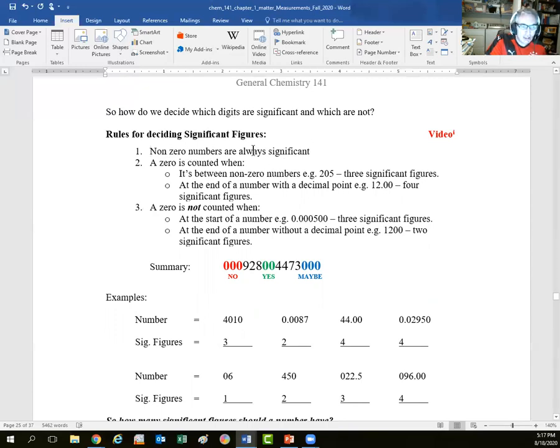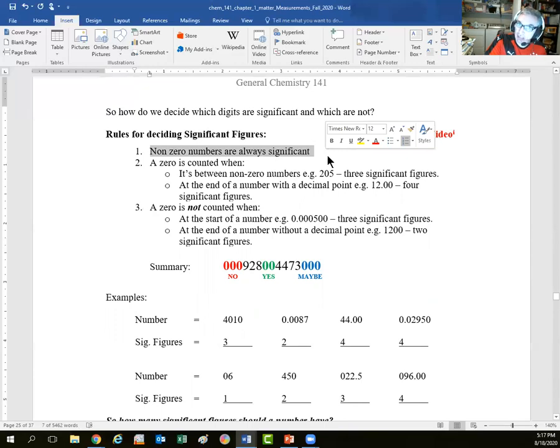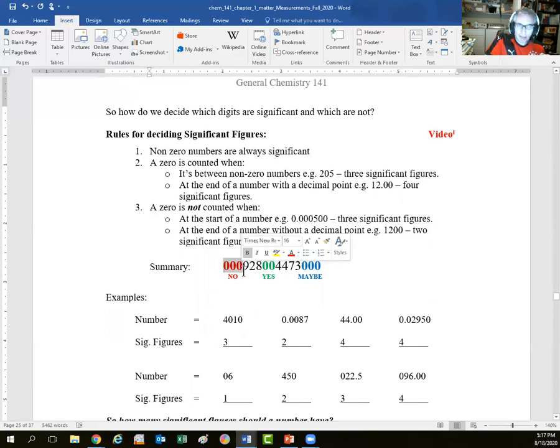Basically, any non-zero number is always significant because there's a real measurement being made. However, zeros can appear basically in three positions. They can appear at the beginning of the number, wedged in between other non-zeros, and then sometimes they appear at the end of the number after we've seen the last non-zero, like the 3 here.